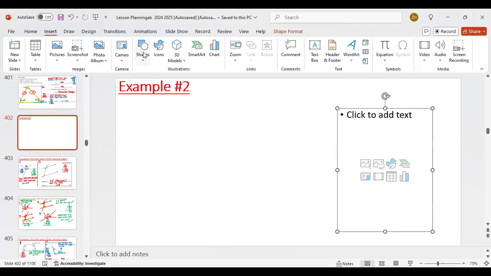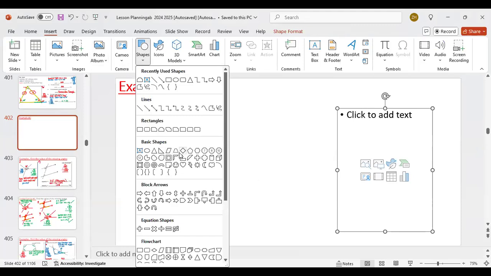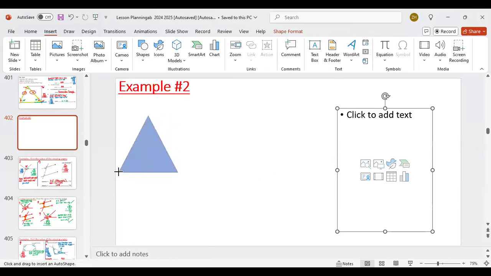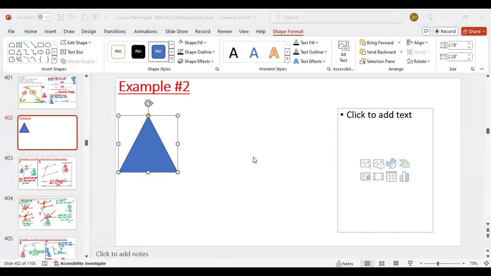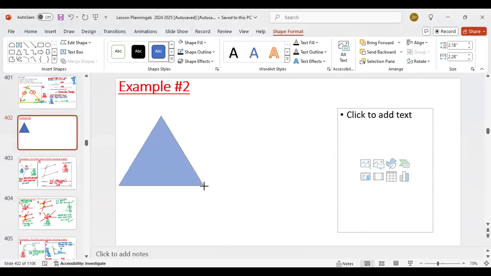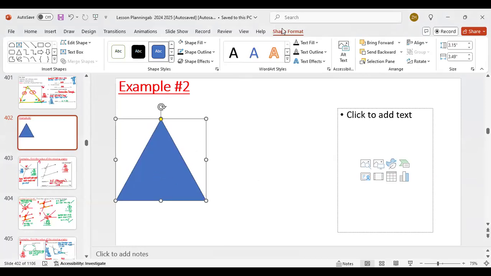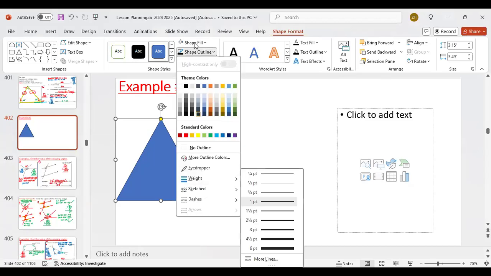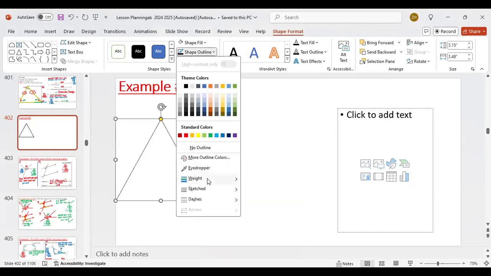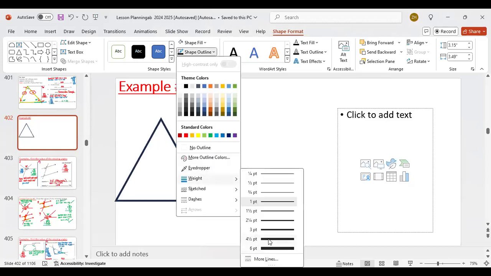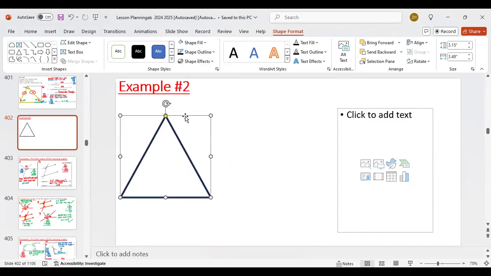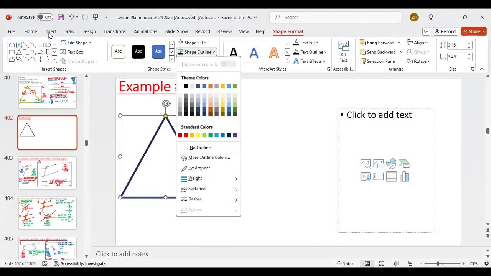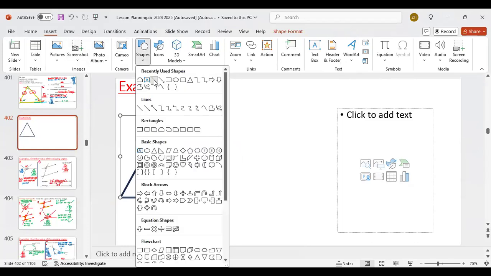So we have this triangle. The shape fill would be empty. Outline, let's say it's weighted, something like that. Just like the last one.